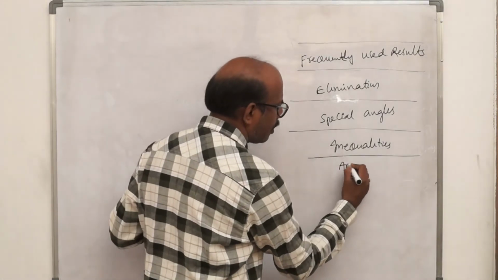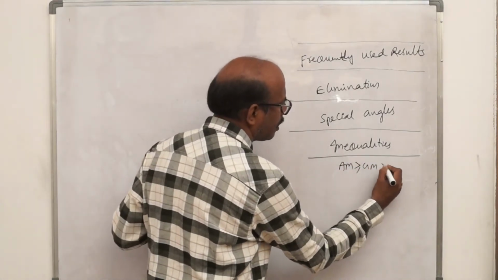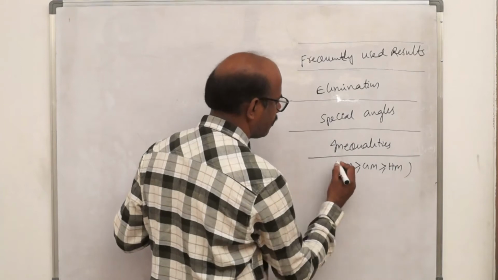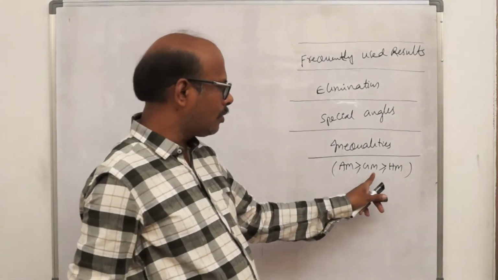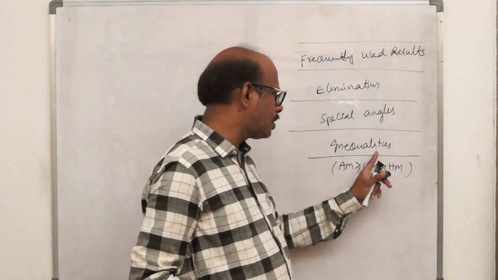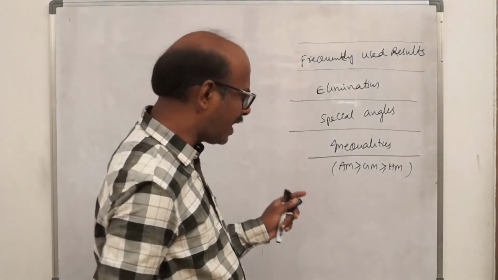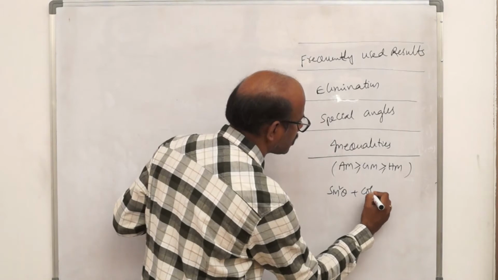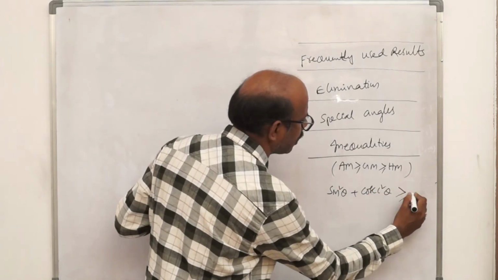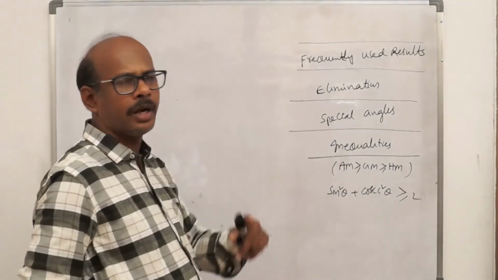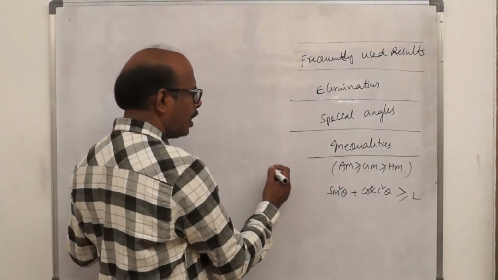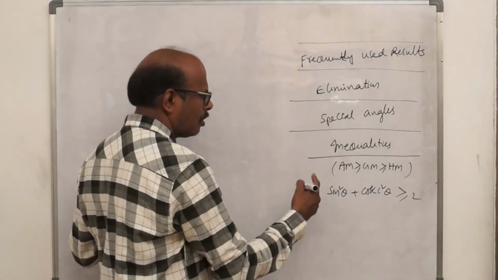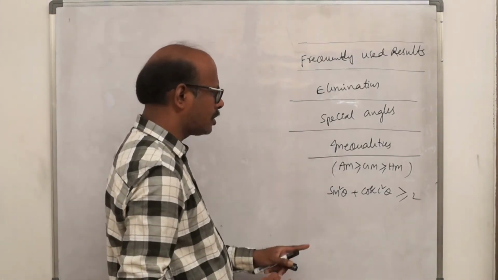Okay, the popular inequality AM greater than or equal to GM greater than or equal to HM. Arithmetic mean greater than or equal to geometric mean greater than or equal to harmonic mean. Based on that, a few questions like a standard relation. Suppose sin square theta plus cosec square theta is always greater than or equal to 2, by making use of that formula, AM greater than or equal to GM. So there is a detailed discussion, don't worry.